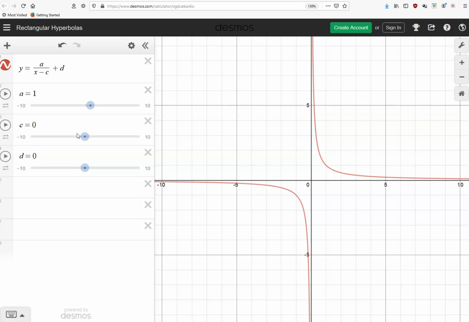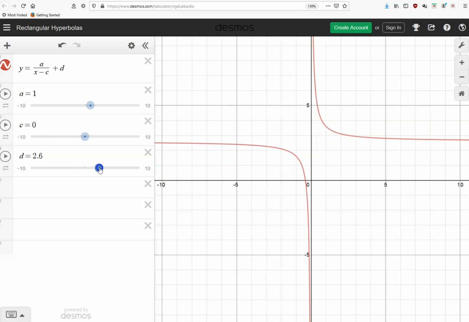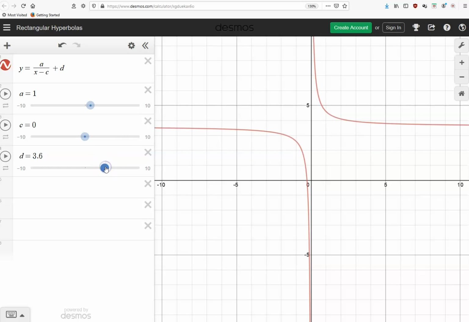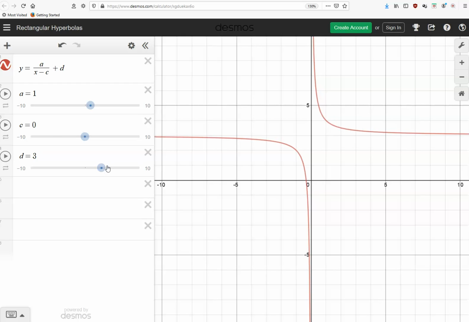And what do you think is going to happen with the d? If I make d equal to 3, how's that going to affect the graph? And hopefully you thought that that basically is a vertical translation. So if d is equal to 3, the point that was at 1, 1 has moved up to 1, 4, etc. So d is a vertical translation up if it's positive.